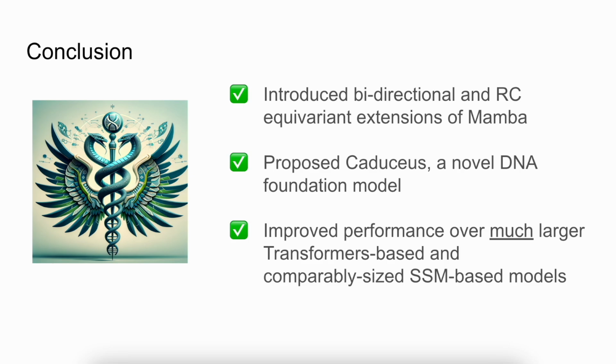To summarize, in this work, we introduced bidirectional and RC equivariant extensions of the Mamba module. We used these components to build Caduceus, a novel DNA foundation model, and showed how this model can improve over previous work on a range of downstream applications.